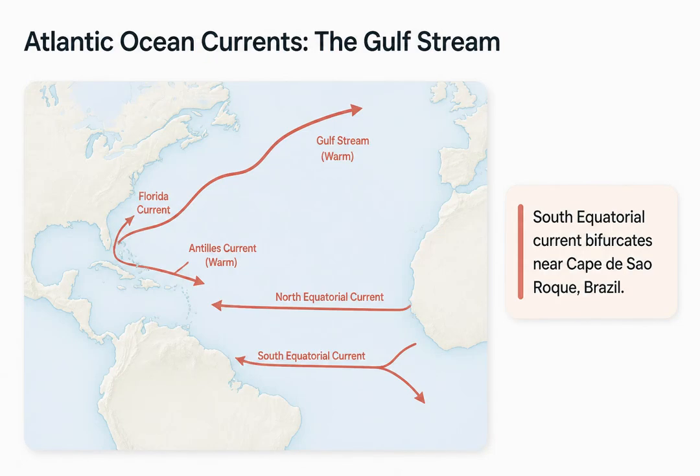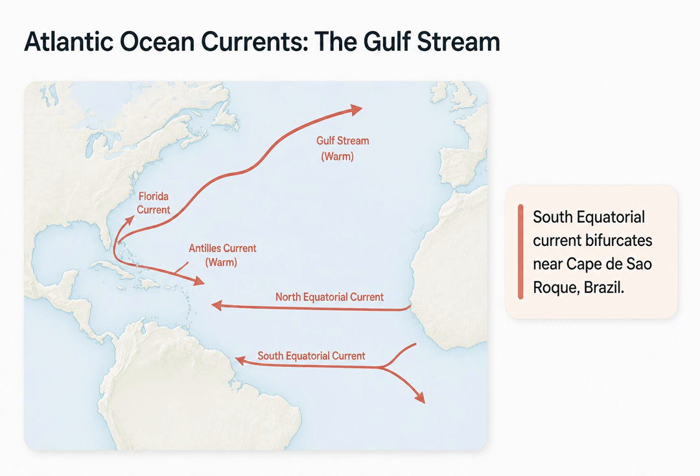Now let us cross over into the Atlantic Ocean. Similar to the Pacific, easterly trade winds drive the equatorial currents westward. The south equatorial current splits near Brazil, with a portion entering the Caribbean Sea. This water, along with the Antilles current, which passes east of the West Indies, flows out through the Strait of Florida. This combined flow becomes the famous Gulf Stream, a powerful warm current that travels up the eastern coast of the United States.